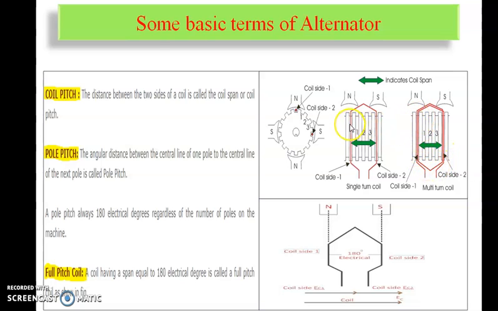ओके, दॅट मीन्स इन दिस पर्टिक्युलर सॉर्ट आय एम प्रोव्हाइडिंग द अगेन मल्टी टर्न. ओके, म्हणजे एकच टर्न न करता आय एम प्रोव्हाइडिंग द मल्टी टर्न. दिस वाइंडिंग इज कॉल्ड एज अ मल्टी टर्न कॉइल. ओके, नाव वी विल सी अबाउट द कॉइल साइड.